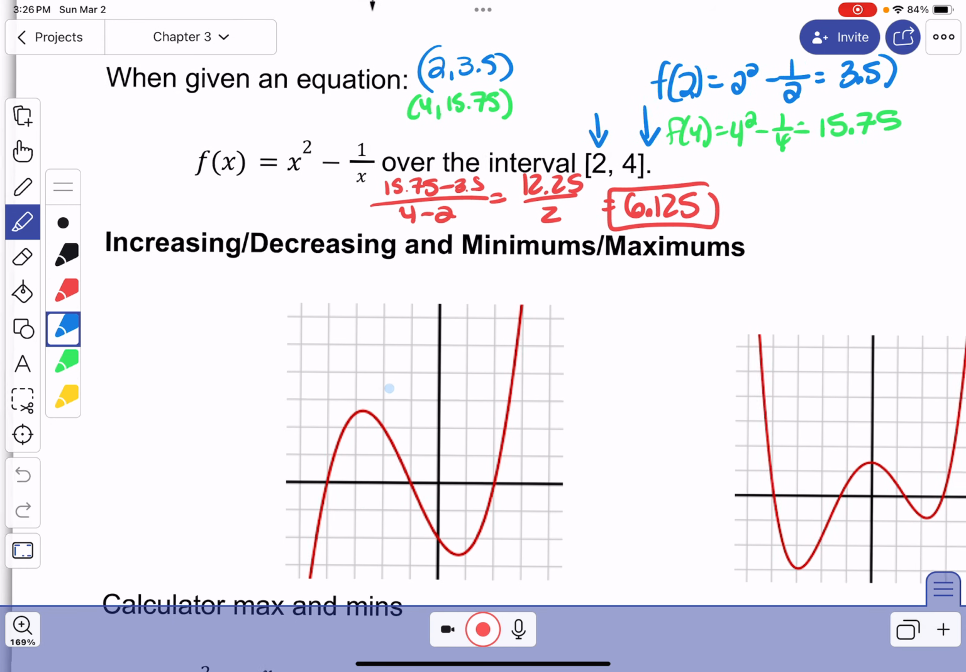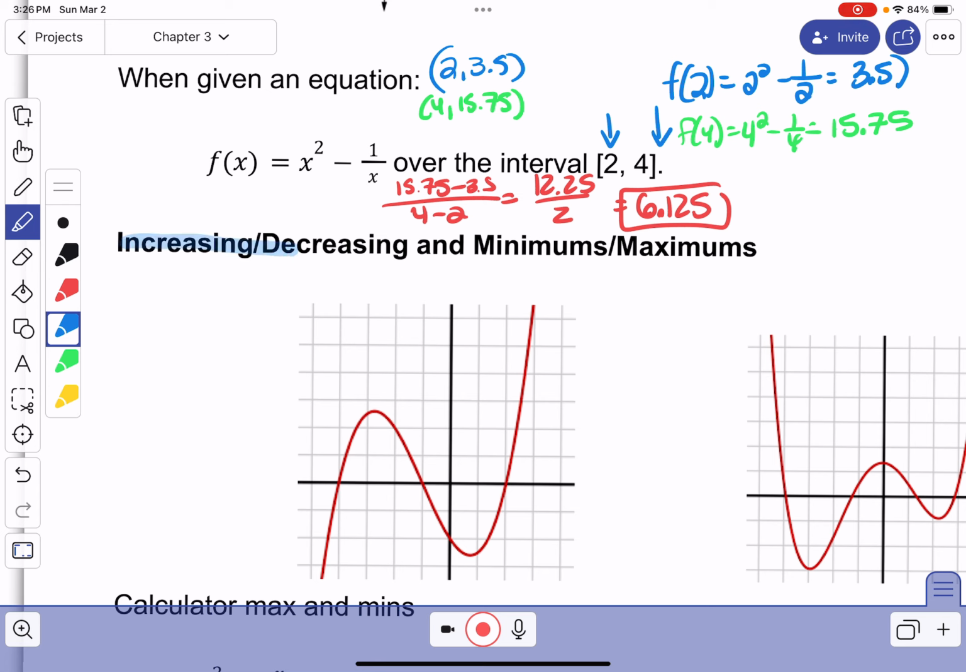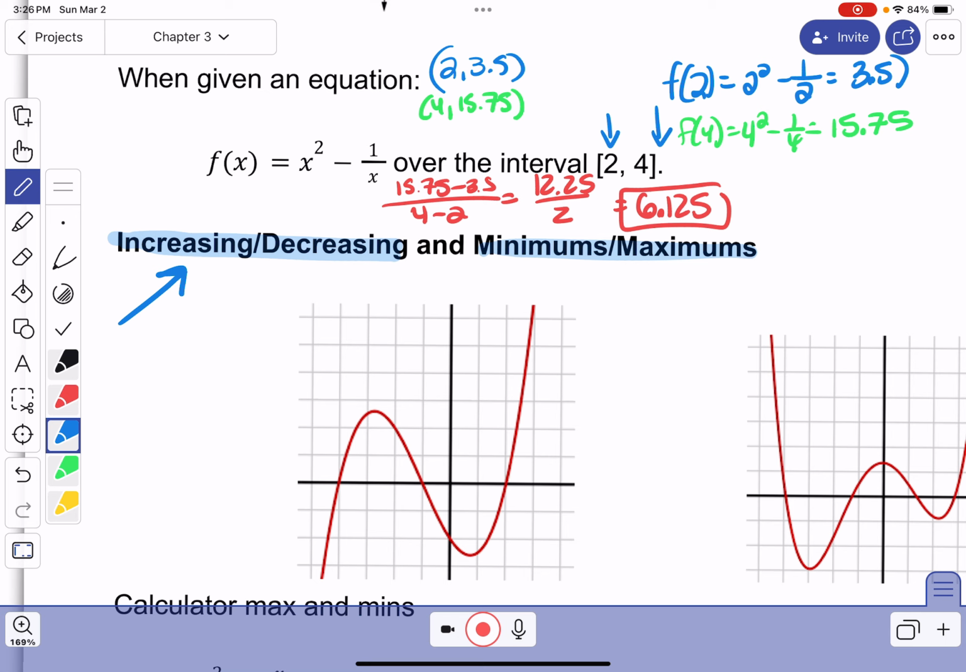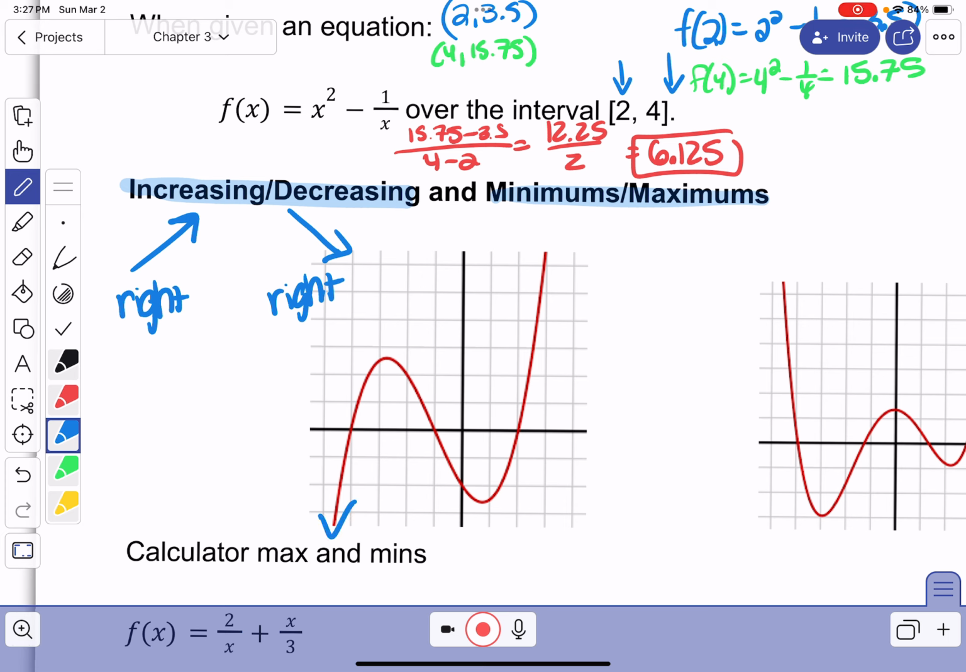For the behavior of equations or functions, we're going to look at increasing and decreasing, and then maximums and minimums. Increasing means it moves up, or the x value gets higher as you go to the right. Decreasing goes down as you go to the right. The reason we give a direction is because I can stick an arrow here, and then you'd get a different answer if you're talking left or right. So we always go to the right.